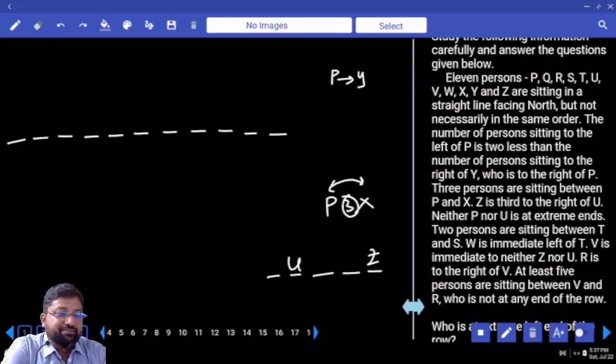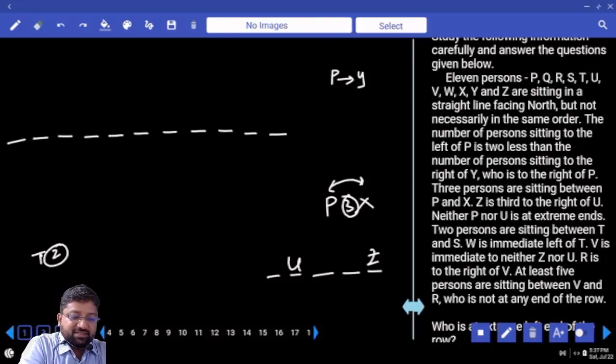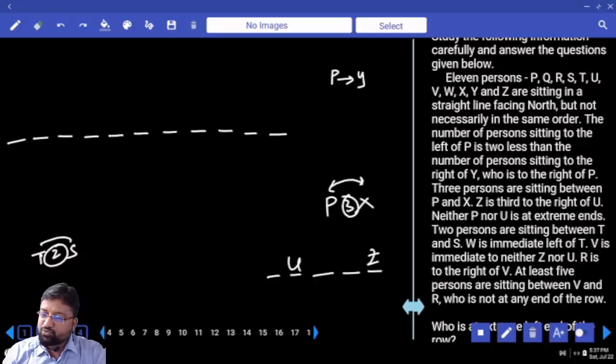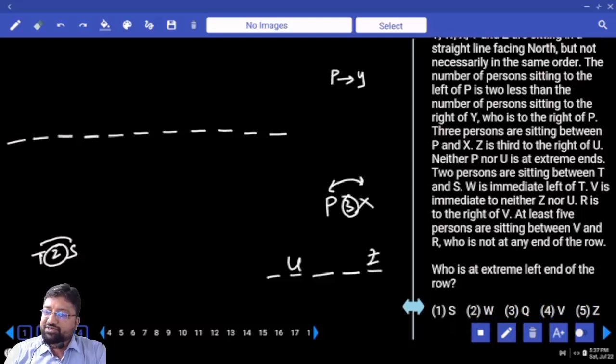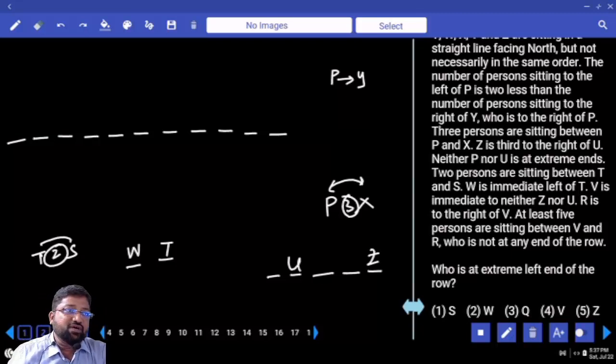So P can be in the second place from left, third place from left, fourth place from left. Next line. 2 persons are sitting between T and S. W is to the immediate left of T. V is immediate to neither Z nor U.